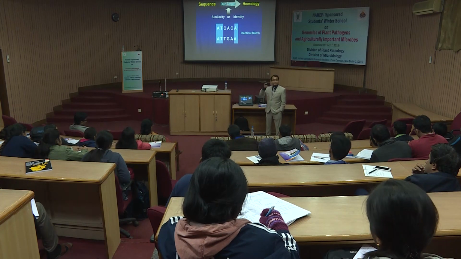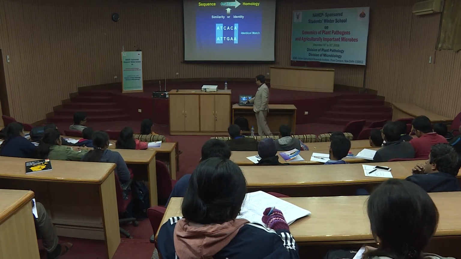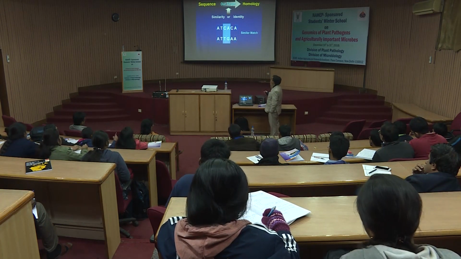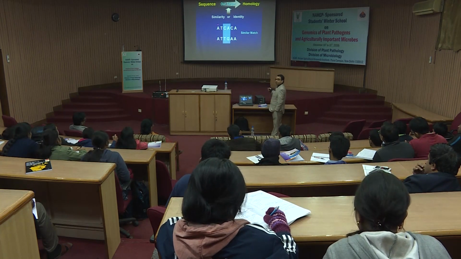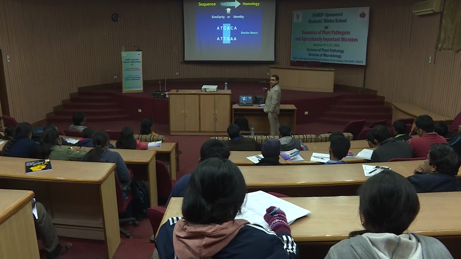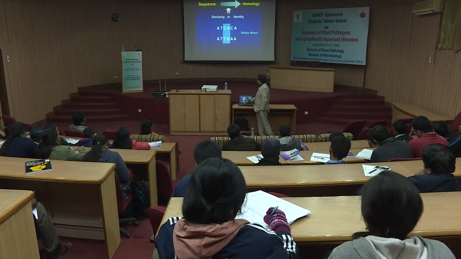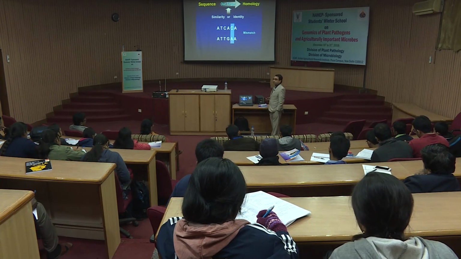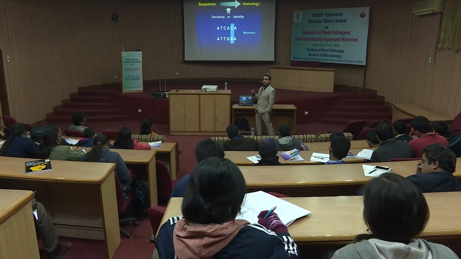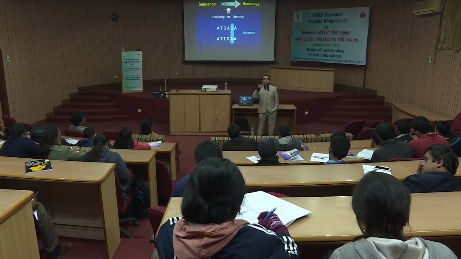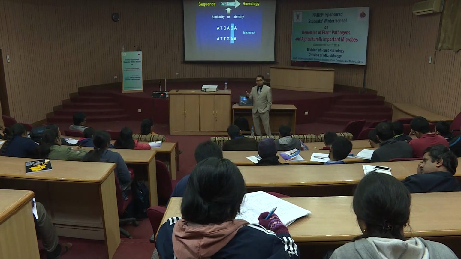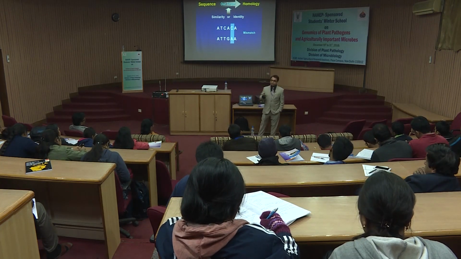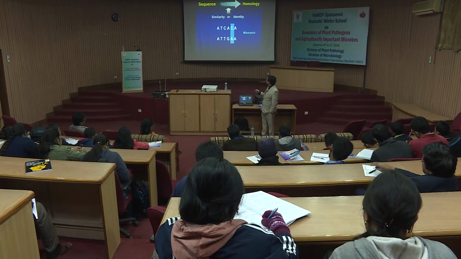So, if it is exactly matching, and these 2 are similar match, purine to purine, pyrimidine to pyrimidine, and these 2 are mismatch. So, there are 3 kinds of situation possible if you try to analyze 2 sequences: identical sequence, similar sequence, and mismatch sequence.